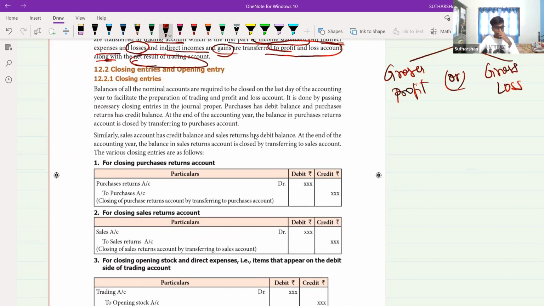Okay, Ramana, unmute and read. What are the closing entries? Unmute and read.